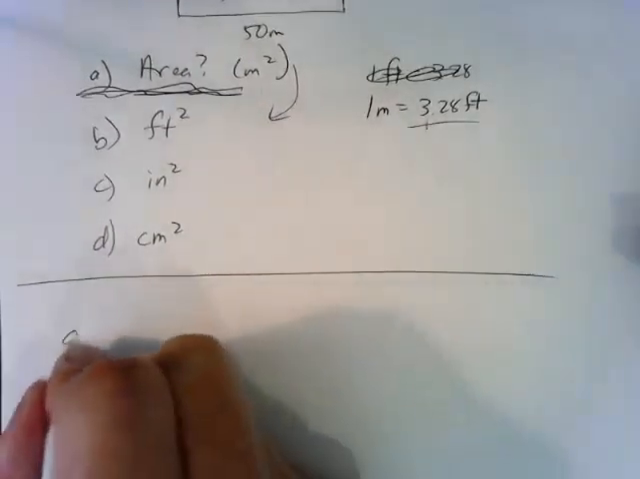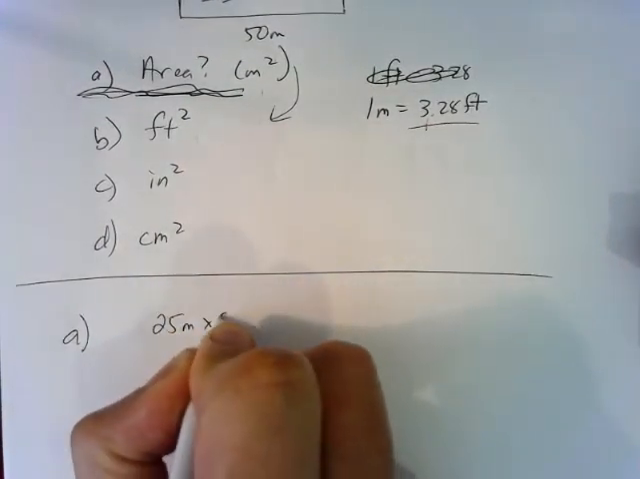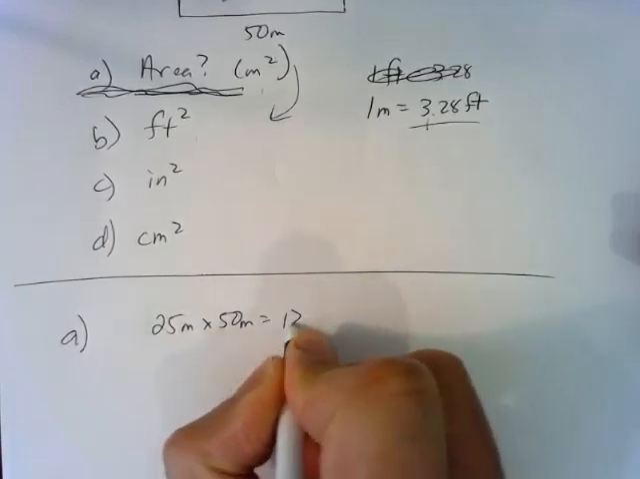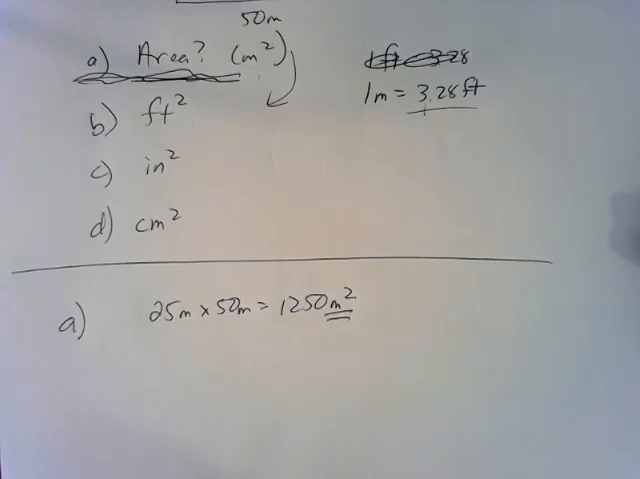So let's start with A, the area in meters squared. 25 meters times 50 meters gets us an area of 1,250 meters squared. We want to write the units, because if I just say the area is 1,250, that's not so impressive if the area is 1,250 millimeters squared or nanometers squared. If it's 1,250 miles squared, that's a big difference from 1,250 millimeters squared. So the units tell us something.